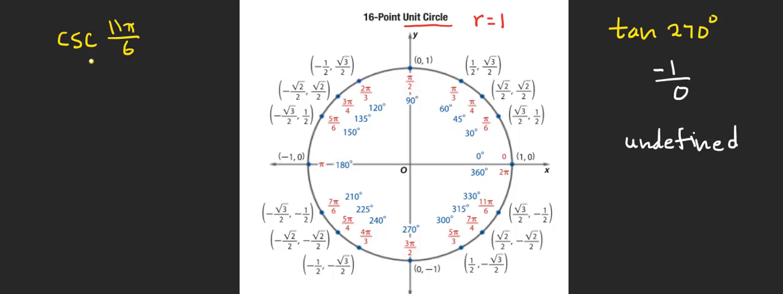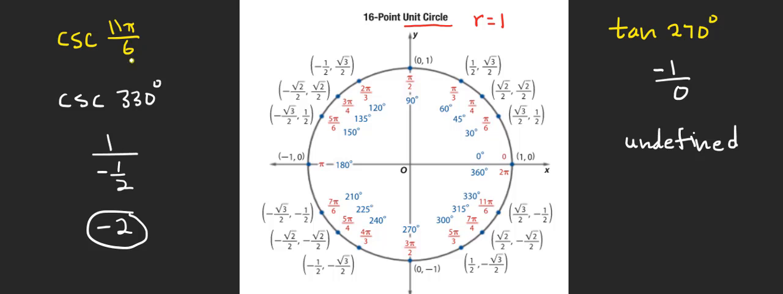Now what about cosecant of 11 pi over 6? Well, pi over 6 is 30 degrees. 30 times 11 is 330 degrees. So 330 degrees is right here. So x equals radical 3 over 2 and y is negative 1 over 2. And what is the definition of cosecant? It is r over y. So 1 over negative 1 over 2, which will be negative 2. So cosecant of 11 pi over 6 is negative 2.